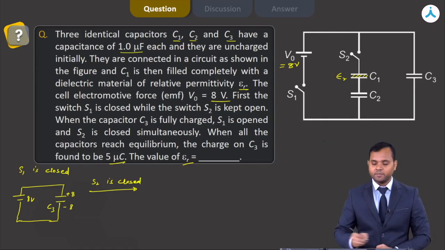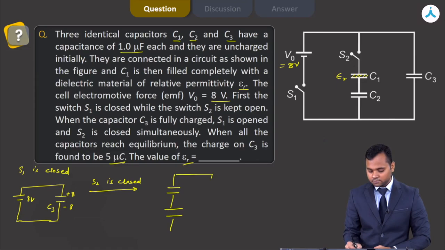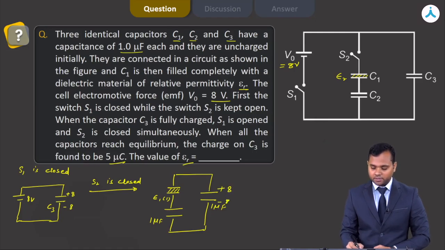now the two remaining capacitors will also come in the circuit, and we have, since this value will be equal to epsilon r into 1. This is 1 microfarad only. This is also 1 microfarad. This is filled with dielectric and it was having initially plus 8 and minus 8 of charge. And here the switch S2 is closed.